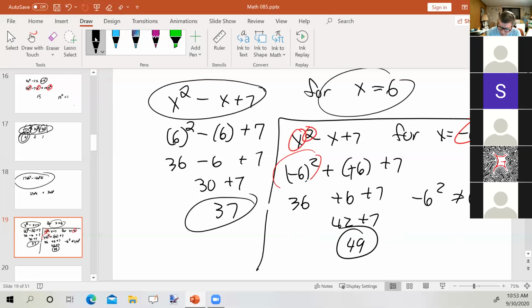Order of operations. Here you've got the base times itself. Here you've got the base times itself, but the base is 6, and then a subtraction sign in front. Okay? Okay, let's see here.